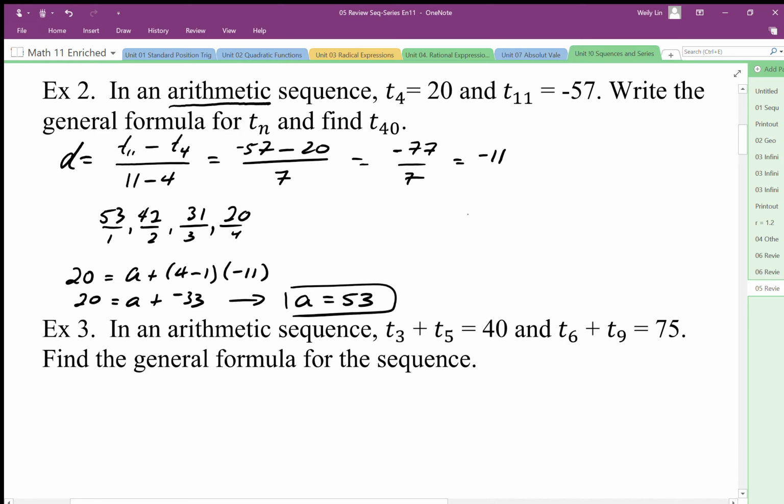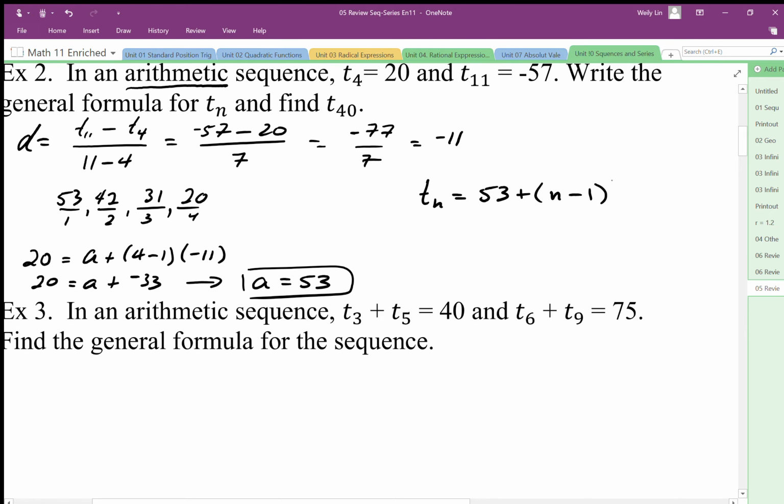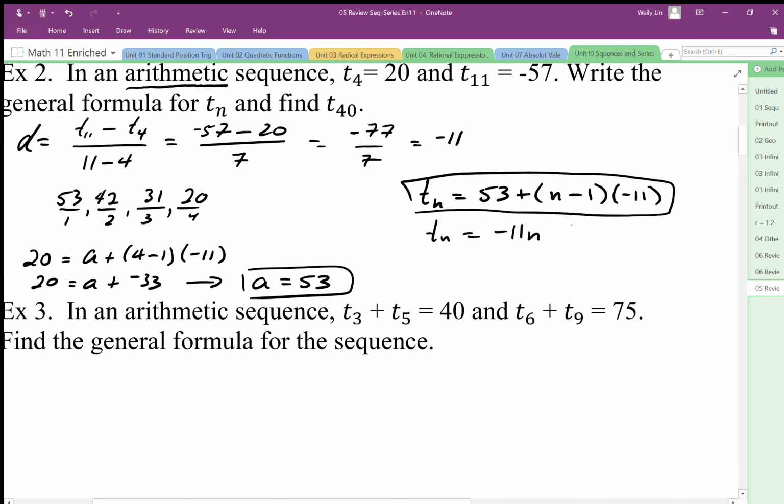So my general formula is Tn is equal to, I start at 53. The number of steps is going to be n minus 1. And I'm going to go down by groups of 11. So there's my general formula. Now I can simplify this as well if you want. This is good enough because it shows me the different parts. But we could simplify this to negative 11n plus 64.